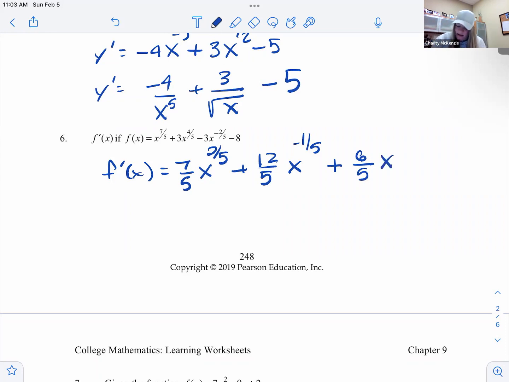And then x to the, okay, so negative 2/5 minus 1, 5 makes a whole, so 5 plus 2 is 7. So I have negative 7/5. And then the 8 just drops off.